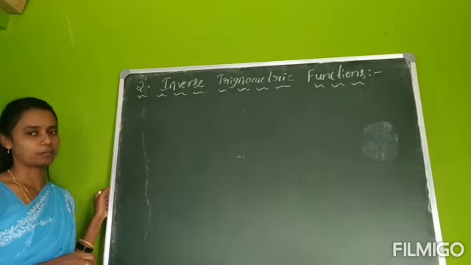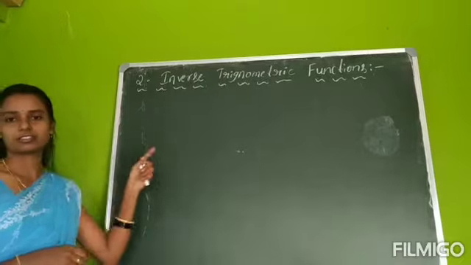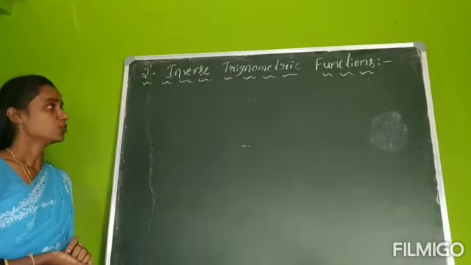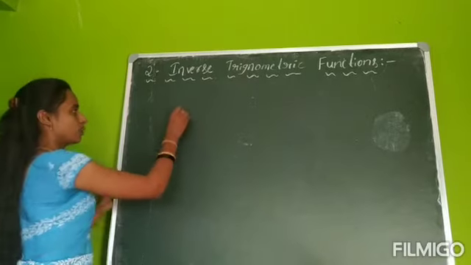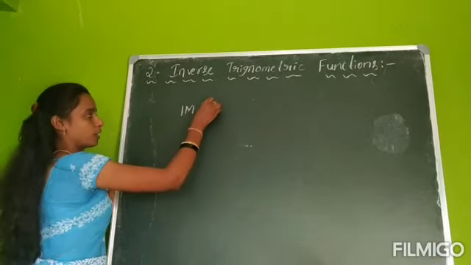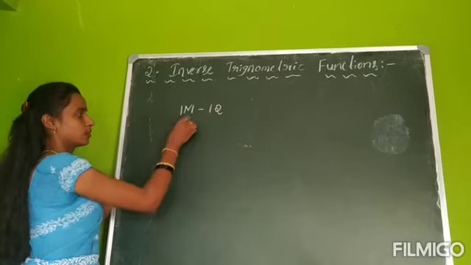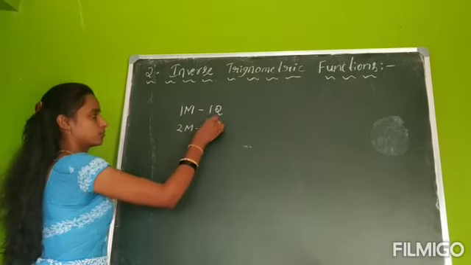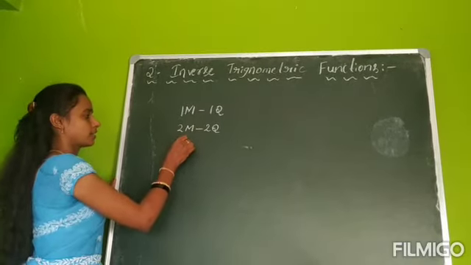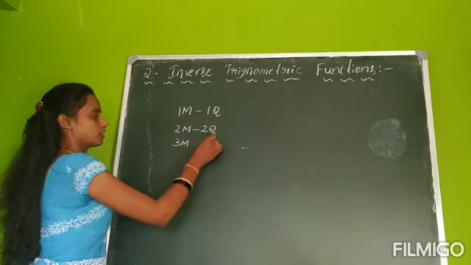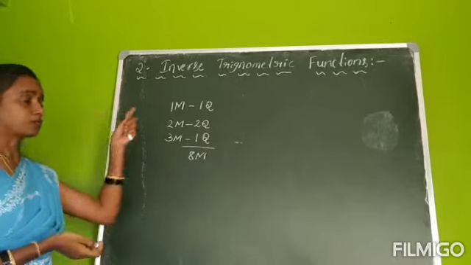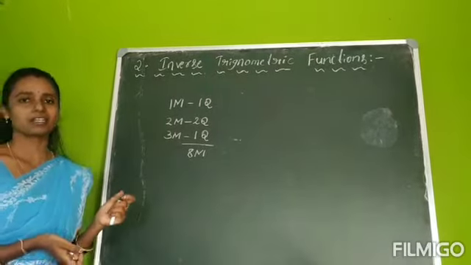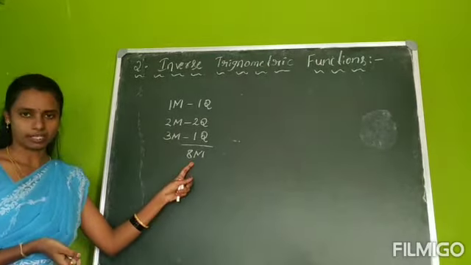Second chapter in your part is inverse trigonometric functions. In this you can expect 8 marks in your main exam: one 1-mark question, two 2-mark questions and one 3-mark question, and this makes 8 marks. So from this chapter you can expect 8 marks in your main exam.